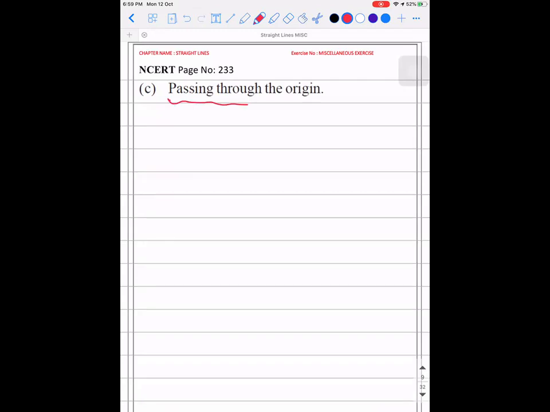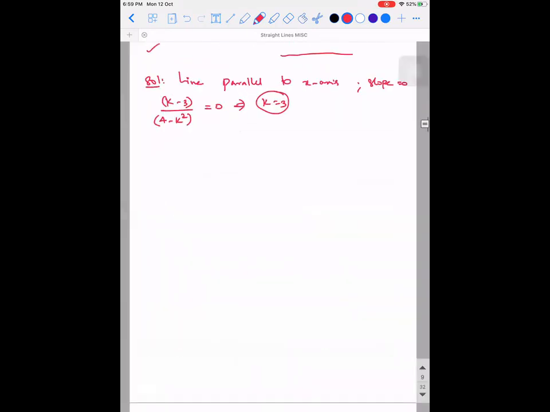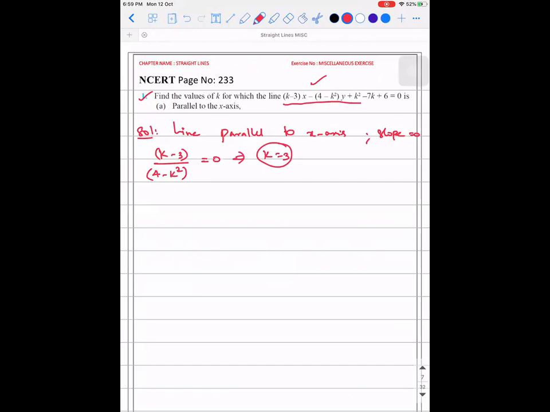So find the value of k if it is passing through origin. Remember, the equation of a line passing through origin is y is equal to mx. So please make a note. Any line passing through origin will not have a constant. So what is the line that they have given? k minus 3 into x minus 4 minus k square into y plus k square minus 7k plus 6. No, this is the constant.